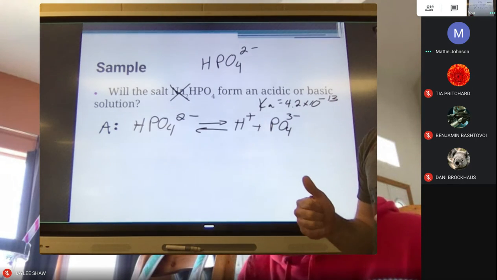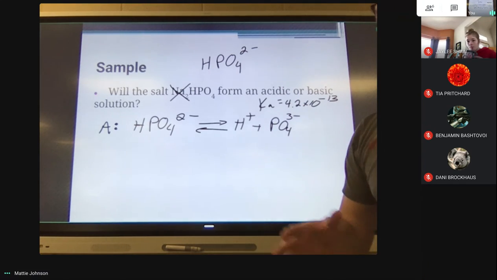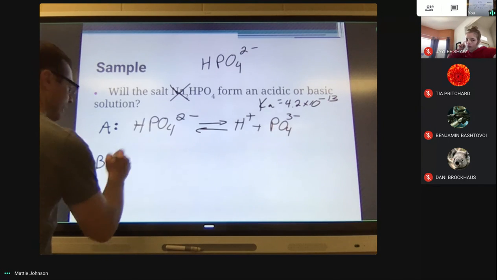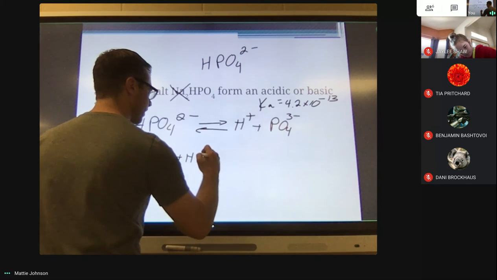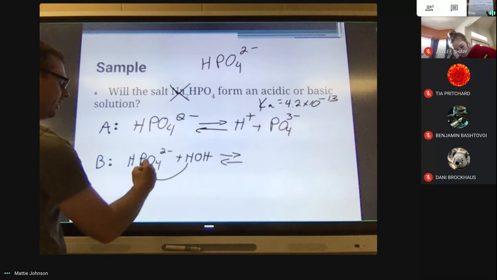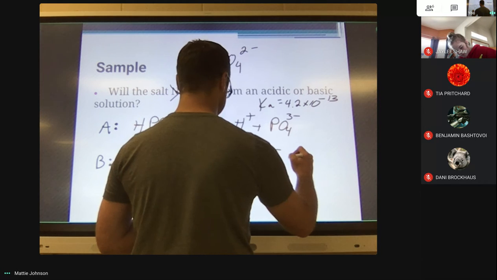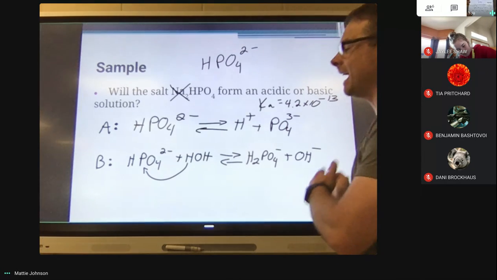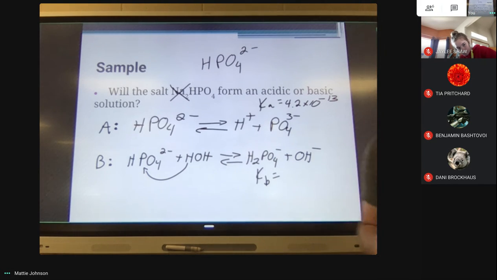Yes, no? Okay. So we're going to have to figure out what the Kb is, and this is going to be the thing that's a little bit tougher. So let me show you how to deal with this. If this thing were a base, we're going to take the exact same chemical and react it with water because we want it to act like a base. So instead of giving the H, it's going to take the H. So this H is going to go here. It's going to make H2PO4 minus plus OH minus, right? This is not going to be a Ka because this is a base. We need a Kb for this value here, okay?